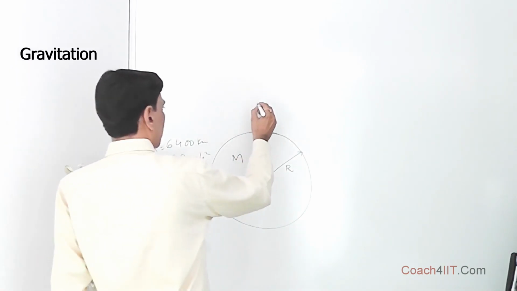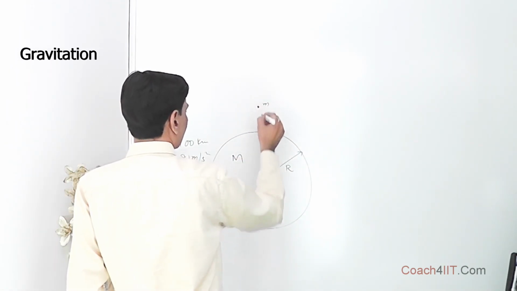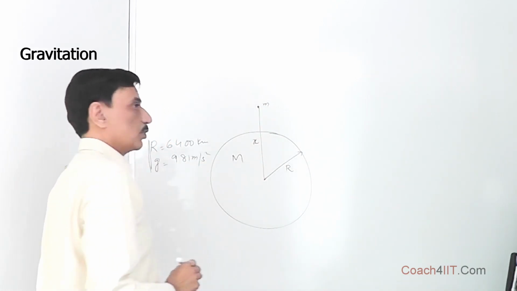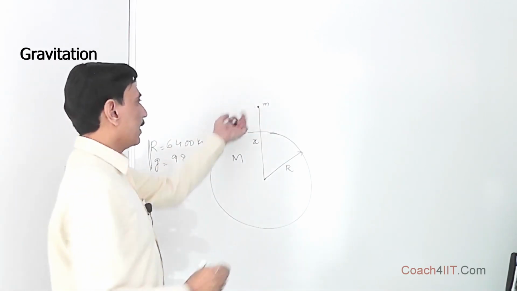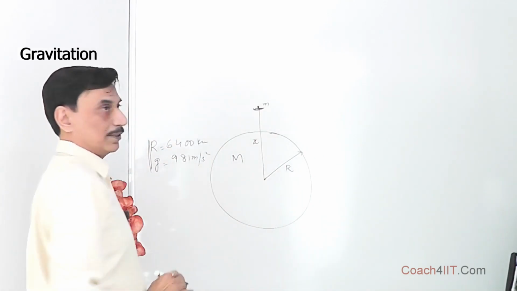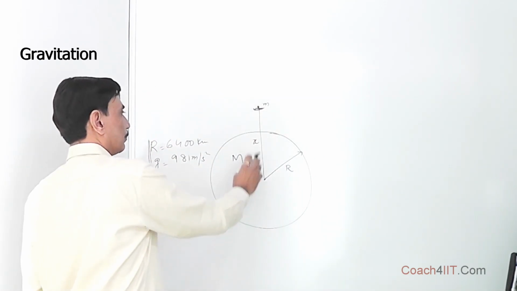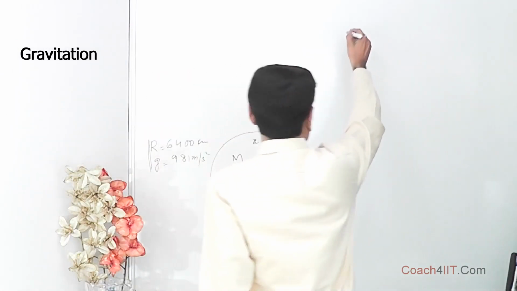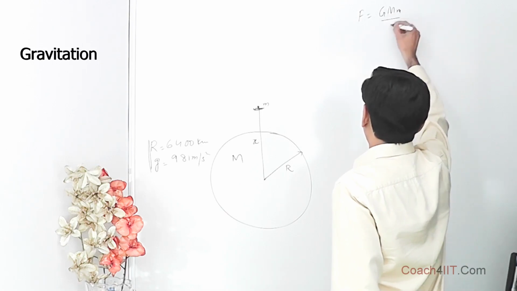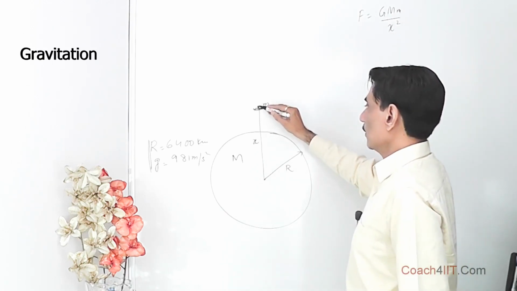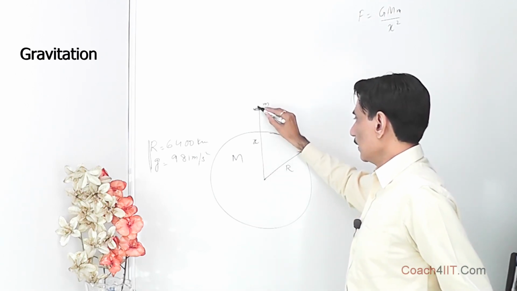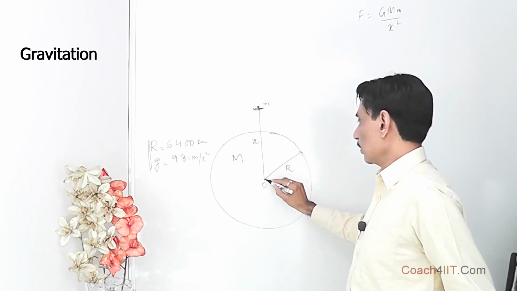Now if this is a body over here, let's say of mass m, and suppose x is the distance between these two, and I am holding it in my hand at this level only. At this moment, Earth is pulling this body in the downward direction with a force F equal to GMm upon x square, where x is the distance between the centers of these two bodies, the center of Earth and this body.